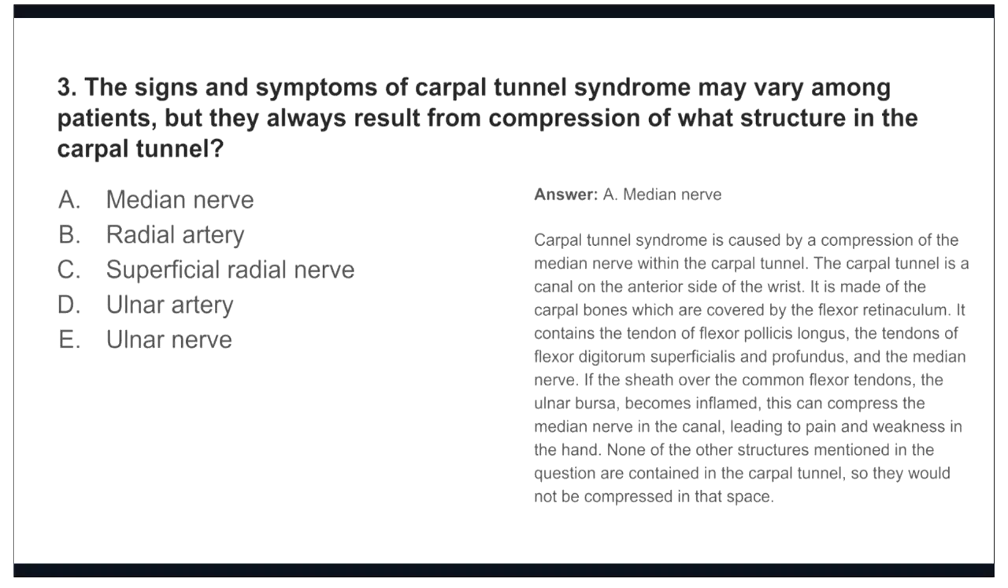If the sheath over the common flexor tendons, the ulnar bursa, becomes inflamed, okay? This can compress the median nerve in the canal, leading to pain and weakness in the hand. None of the other structures mentioned in this question are contained within the carpal tunnel, okay? Yeah, know that.